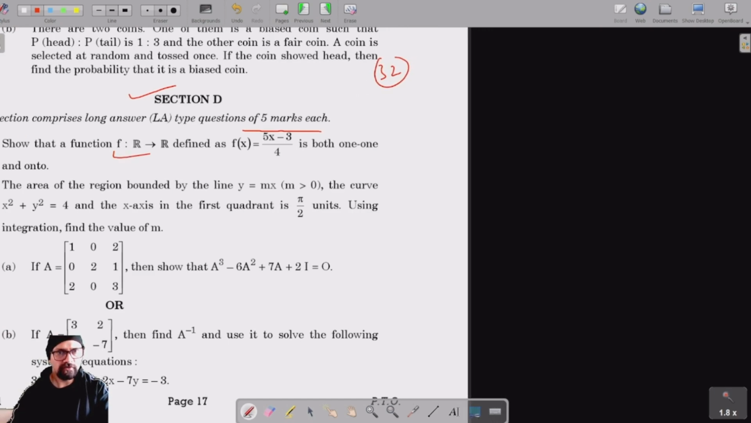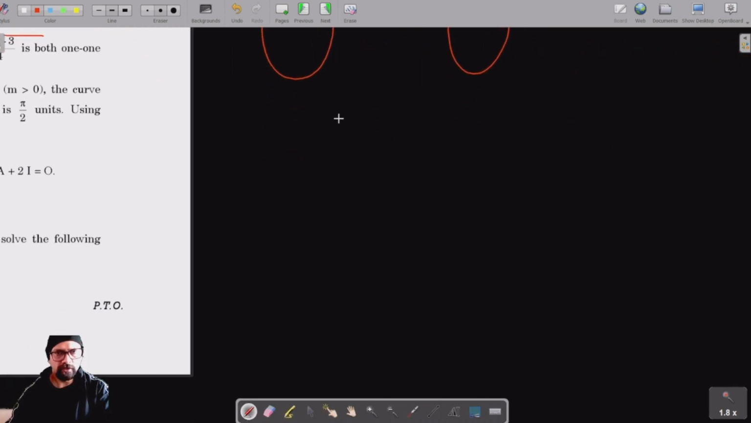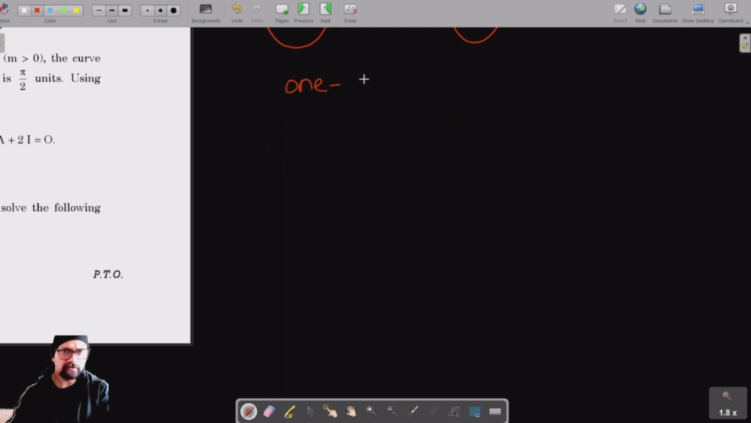So the function is defined from real to real numbers. That is, the domain and codomain are real numbers. And the function is f of x is equal to (5x minus 3) by 4. We have to show that it's both one-one and onto. So let's get started and show that it's one-one.